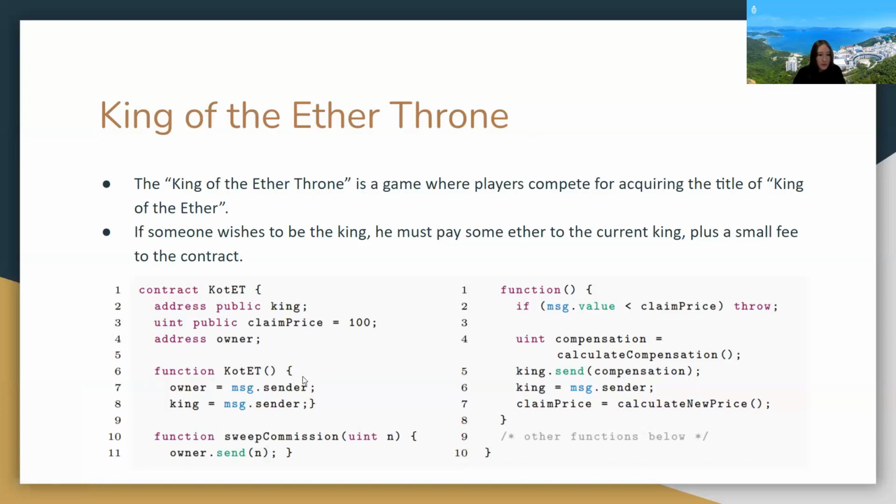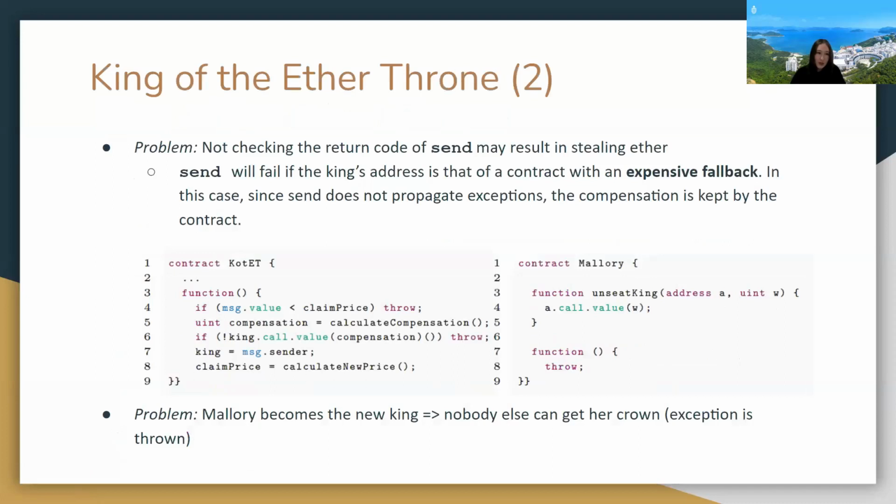Here we have the constructor, and we have the sweep commission function, where we send some value to the owner. Also here we have the fallback function, where we calculate the compensation and send that compensation to the current king, update the king, and also set the new price for it. So this is a simple version of the King of the Ether contract.